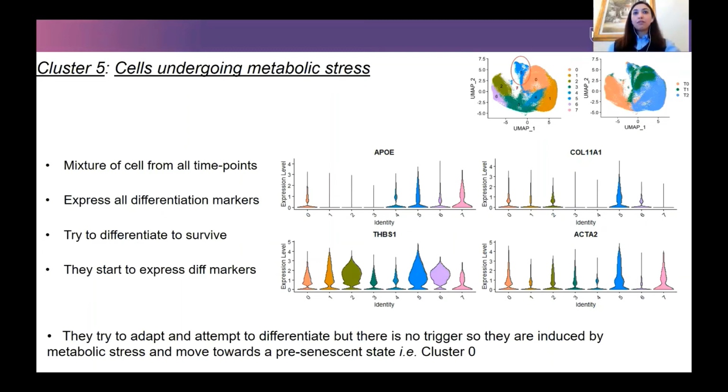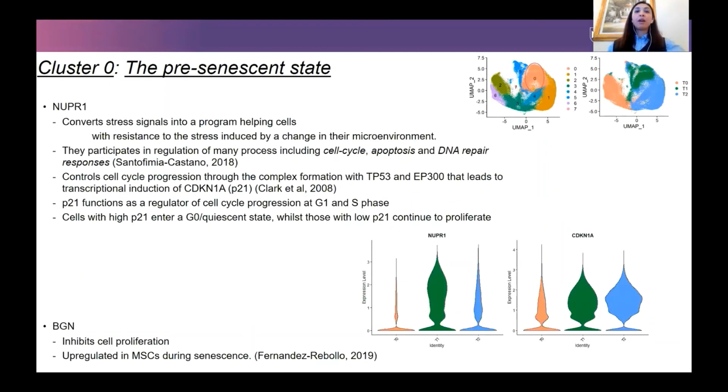So I'm starting from top, cluster 5. As I said, they were a mixture of cells from all time points, and they were mainly expressing cell type specific markers. So what we sort of concluded is that these cells try to adapt and attempt to differentiate, right? They try to go towards stability, towards a differentiated state. However, there's no trigger, right? So they are induced by metabolic state and move towards a pre-senescent state, that is cluster 0.